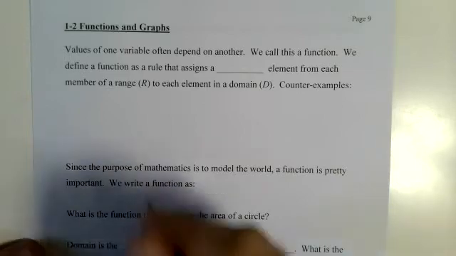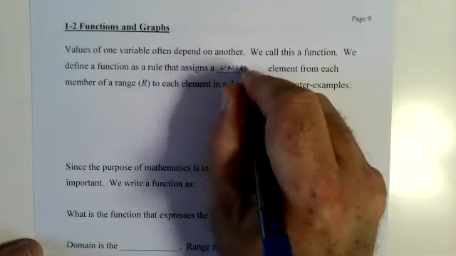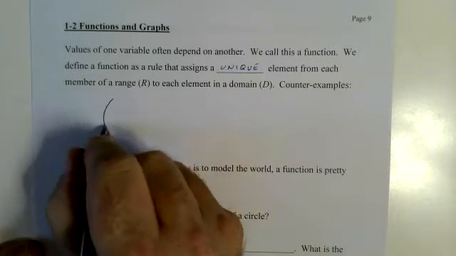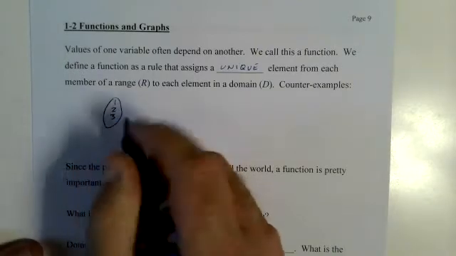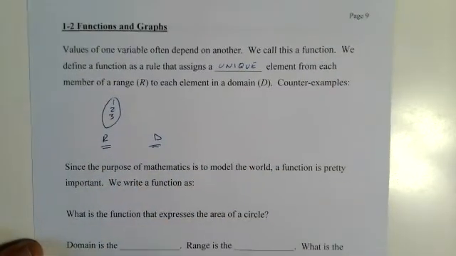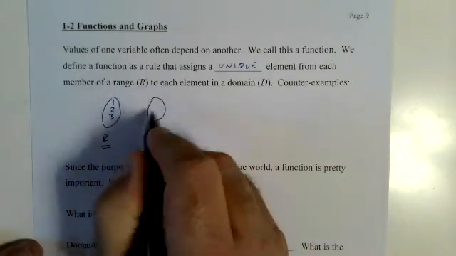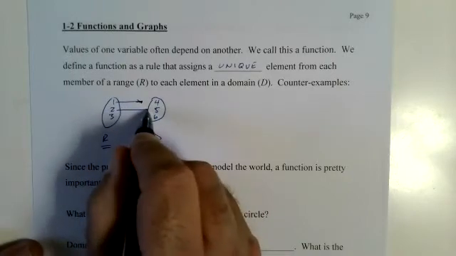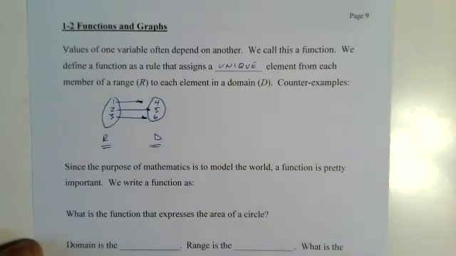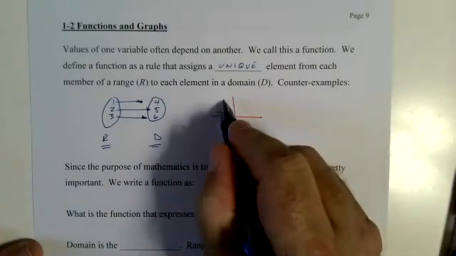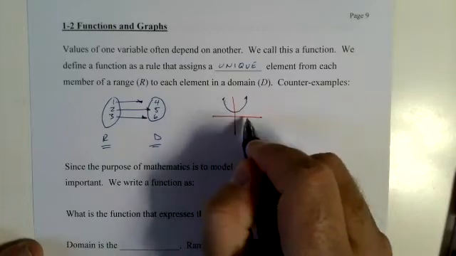A function, as a rule, assigns a unique element from a range to a domain. So the classic is range, domain. All right, so this gets real confusing real quick for a lot of people, but don't worry about it. Just, when you graph it, if you can draw a vertical line through it and only hit one spot, you're good to go.